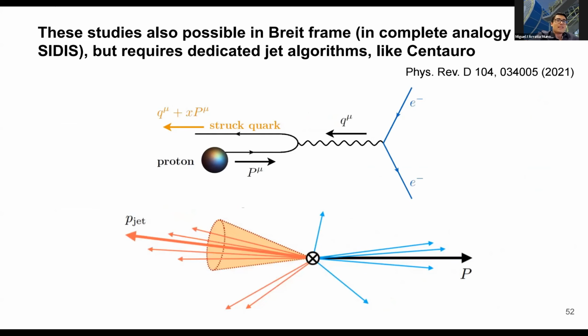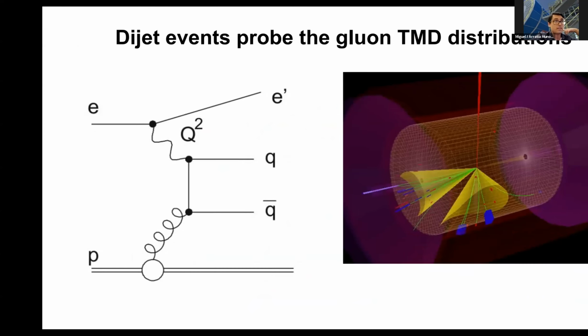So these studies are also possible in the Breit frame, in complete analogy to deep inelastic scattering, but they require dedicated jet algorithms like Centauro, and that's another thing that we will be able to do. This is something I'm working on right now. There might be a very large overlap between what we already published and this type of results, which works in the Breit frame. This is something that we want to explore: what is the overlap between the lab frame results and the Breit frame results? We will be able to do that with a different jet algorithm.